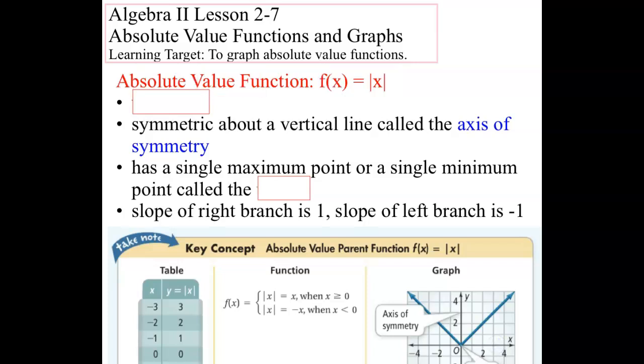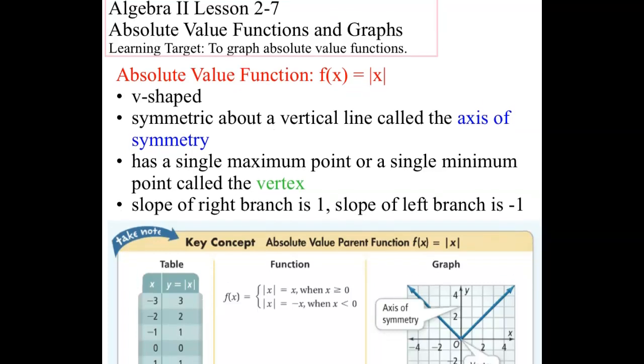So an absolute value function would look like this. F of x equals the absolute value of x. It will be a V-shaped graph. It is symmetric about a vertical line that we call the axis of symmetry. It has a single maximum point or a single minimum point called the vertex. And the slope of the right branch is 1 and the slope of the left branch is -1.